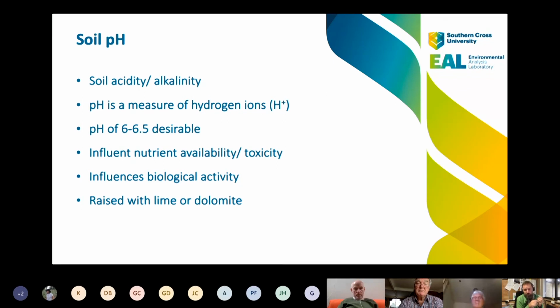And that's your pH of your soil. We take 1 handful of soil and 5 parts of water, and we mix that for an hour, and that's how we determine that. And that's also used for your conductivity. pH influences your nutrient availability, toxicity, influences biological activity. Biological activity does not like really acidic soils. So that's what I mean. You're up against it. And you raise that pH with lime, dolomite, and organic matter.